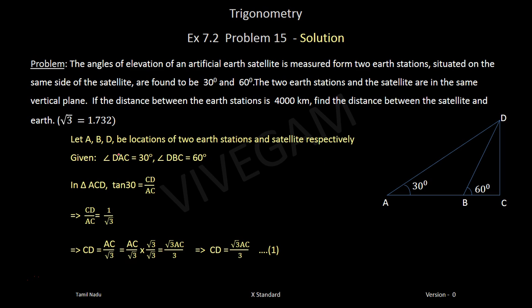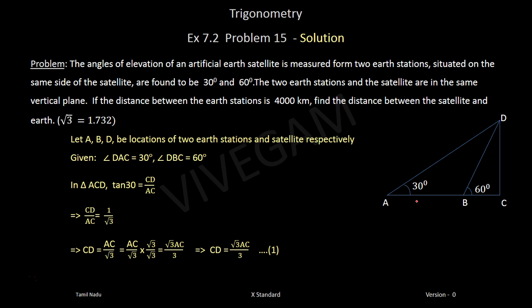Solution. So let A, B, D be the location of the two Earth stations and a satellite respectively. A is one satellite station, B is another satellite station, and D is the satellite. Okay, and they have given us the angle of elevation is 30 degrees, that is angle DAC is 30 degrees, DBC is 60 degrees.